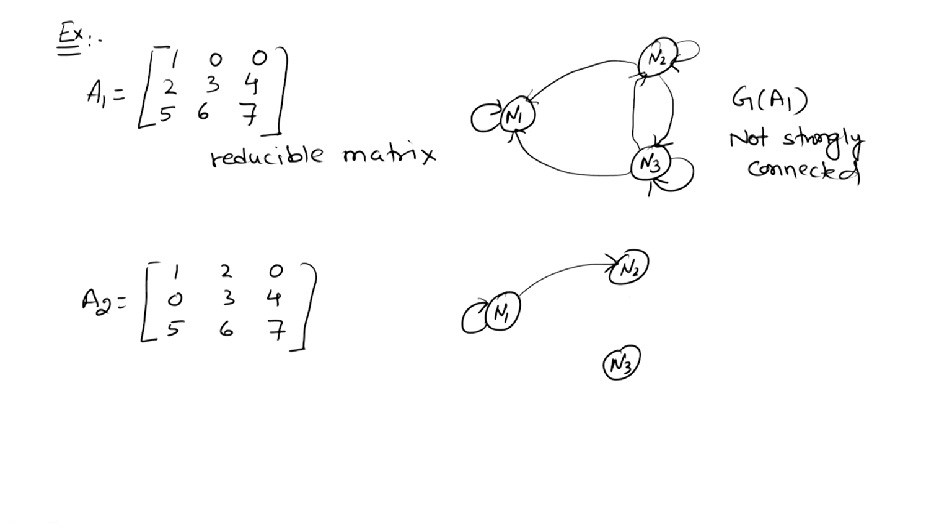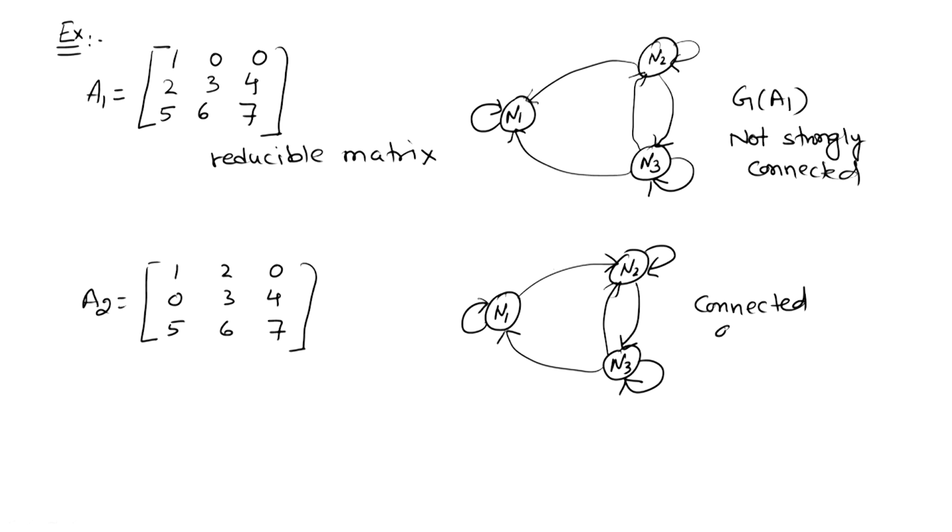There is no direct edge from 1 to 3, 0. 2 to 1, no. 2 to 2, 2 to 3, yes. Then 3 to 1, 3 to 2, and 3 to 3. Now if you check this, I can move from n1 to n2 using this edge, and from n1 to n3 by moving first to n2 and then following this edge. I can move from n2 to n2, n2 to n3 as well as n2 to n1. I can move from n3 to n1 as well as n3 to n2. So it is a connected graph.